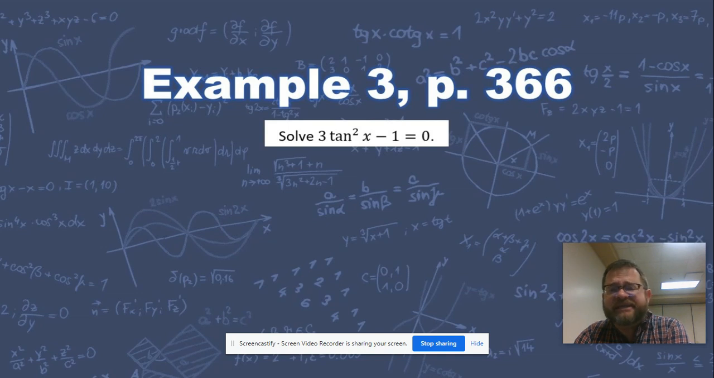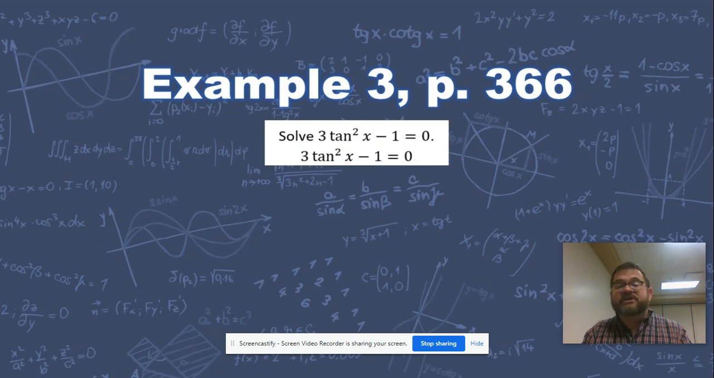Let's go on and learn example 3 from page 366. And it certainly looks horrible. It's got a tangent. It's actually got a tangent squared in there. This looks terrible, but don't be afraid of it. Think of that tangent. That could have just been x or something. Well, that just said 3x squared minus 1. You'd know exactly what to do.